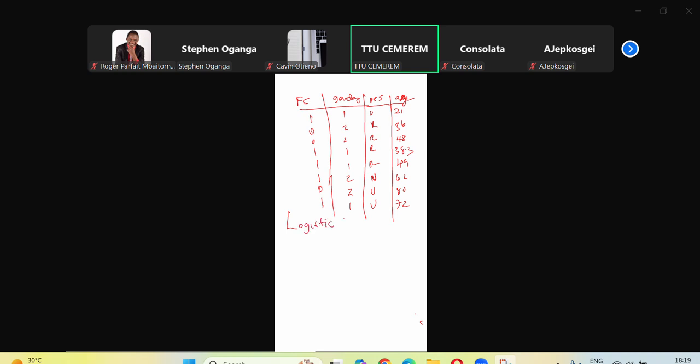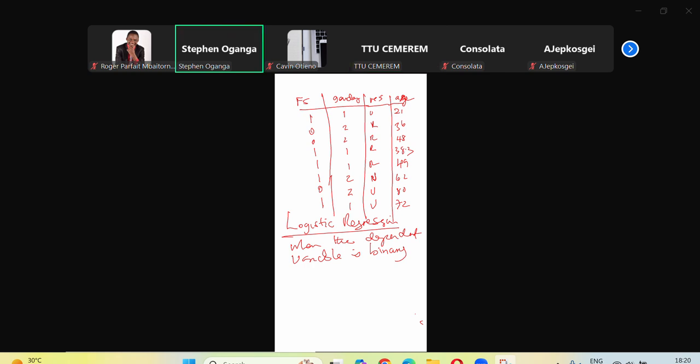Logistic regression. When the dependent variable is binary. So once your dependent variable is binary, then you use logistic regression. Is that okay? Yes.